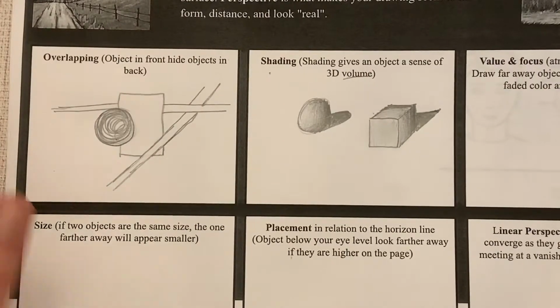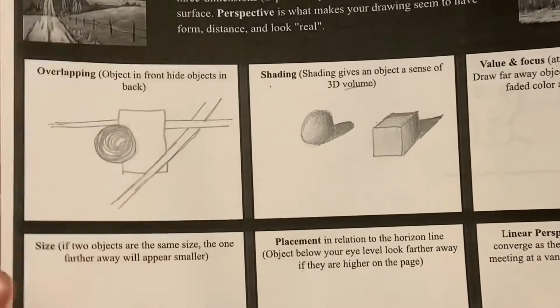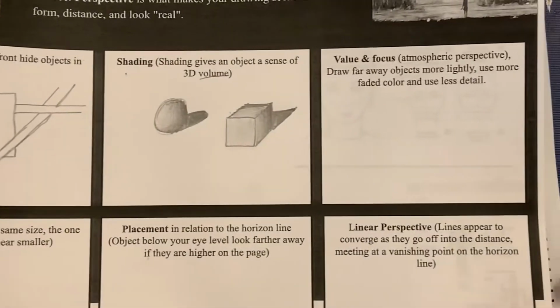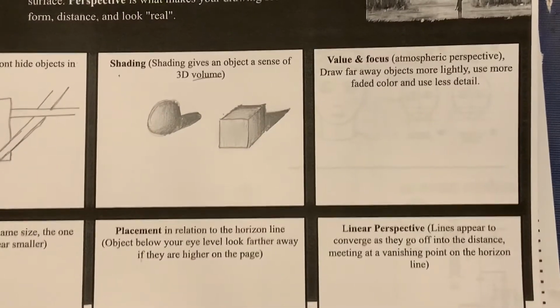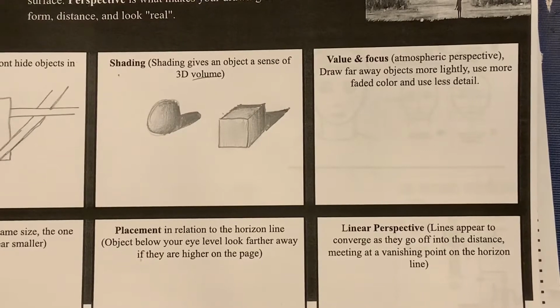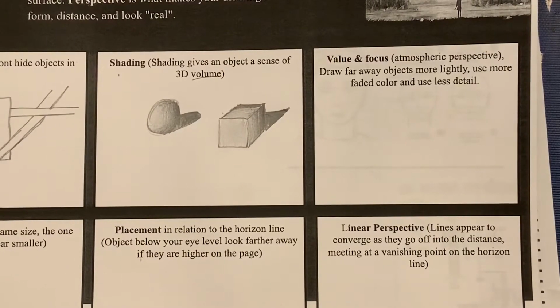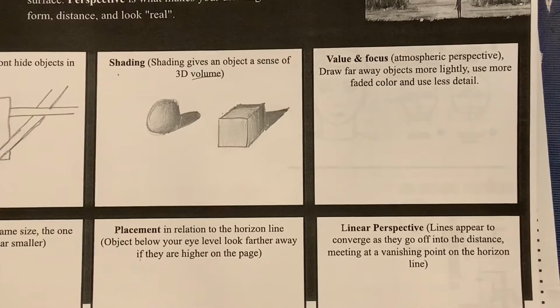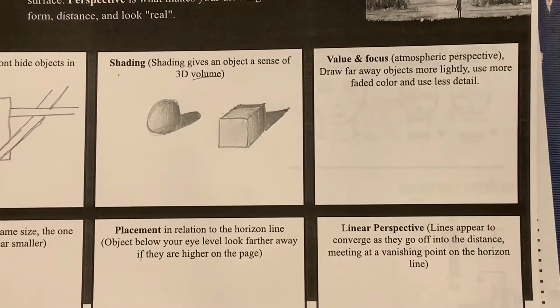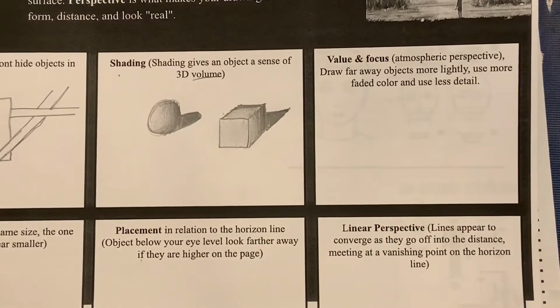Next, focus and value. Now, another word for this is atmospheric perspective. What does that basically mean? It means that you draw faraway objects more lightly, use more faded colors and less details. So if you ever notice a picture where you're standing in front of it and everything's so clear, but then as you look all the way back, it's really not detailed. We kind of just see the outlines of it.